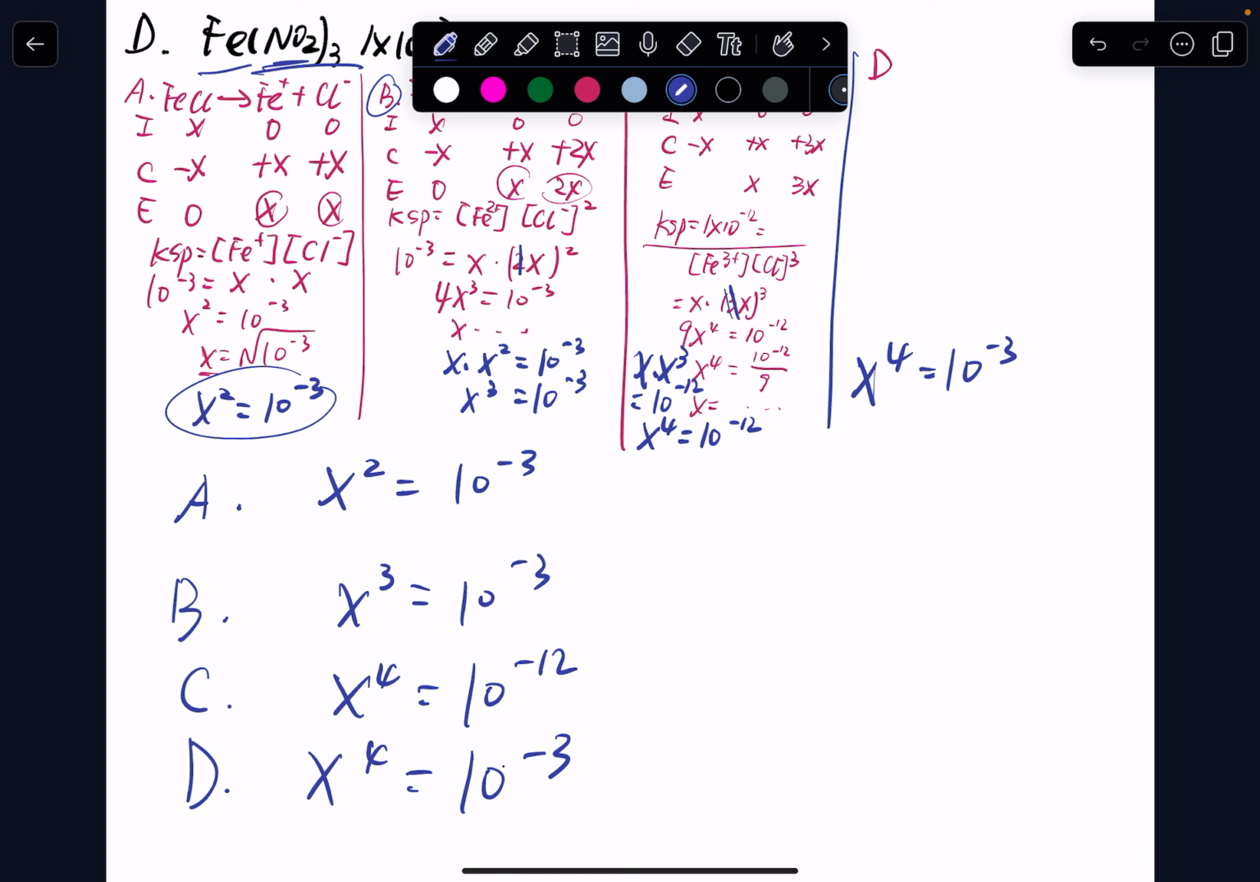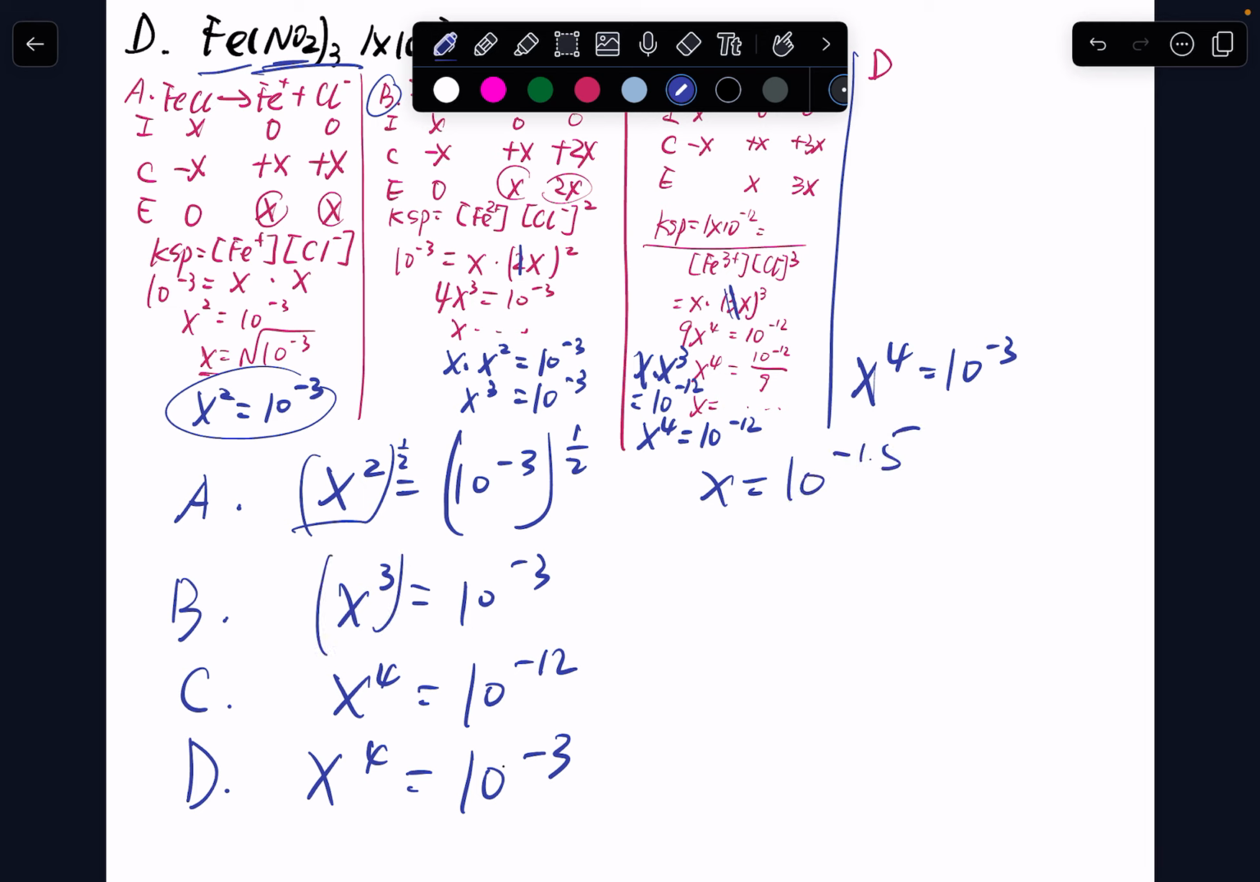So how are you gonna solve for x? Don't be silly and do the square root, in the struggle and the sweat, wanting to pull your hair out. Don't do that, okay? So you just basically raise it to 1/2 in this case, right? Because when you raise this to 1/2, you get x, right? So here, x is 10 to the what? Negative 1.5, right?